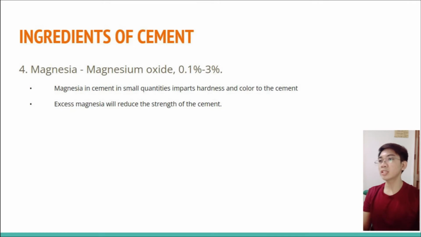The fourth ingredient is magnesia. Cement contains magnesia, or magnesium oxide, in a range of 0.1 to 3%.